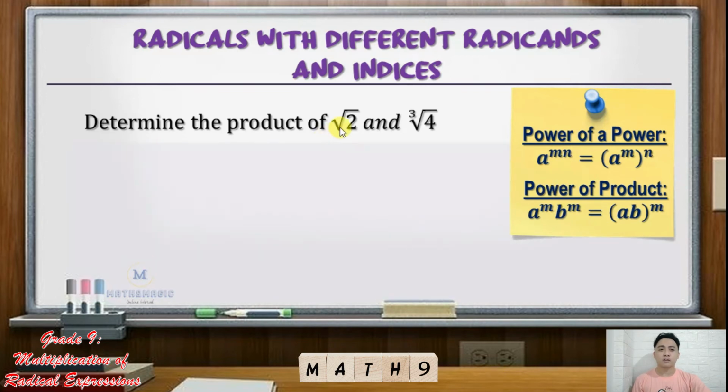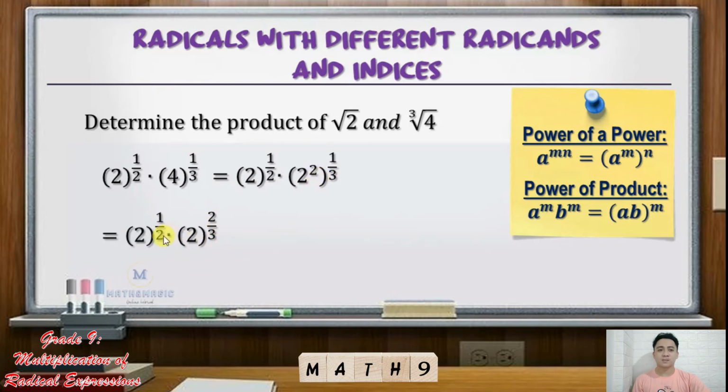Determine the product of square root of 2 and cube root of 4. Here we will first change each radical into exponential form. Square root of 2 is 2 raised to 1/2, while cube root of 4 can be expressed as 2 squared raised to 1/3. By power of a power rule, it is the same as 2 raised to 2/3. Next, we will express the fractional exponents to similar fractions by finding the LCD. LCD of 2 and 3 is 6. Thus, the expression will be written as 2 raised to 3/6 times 2 raised to 4/6.